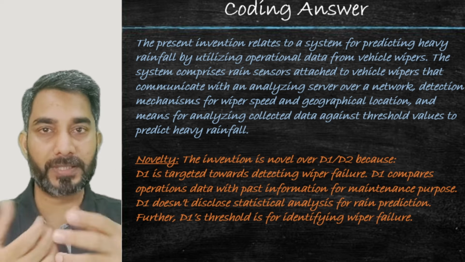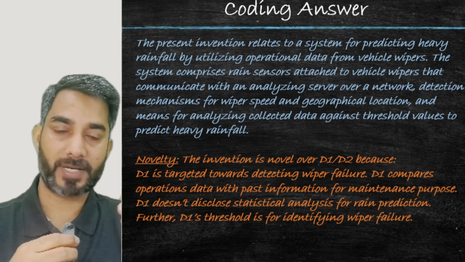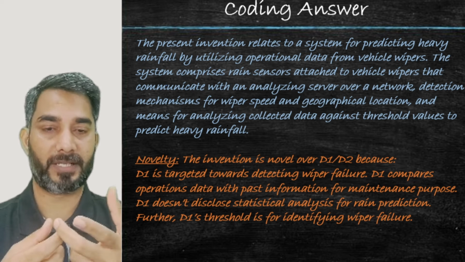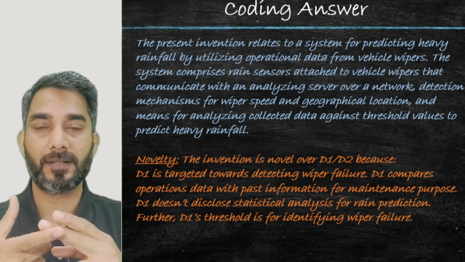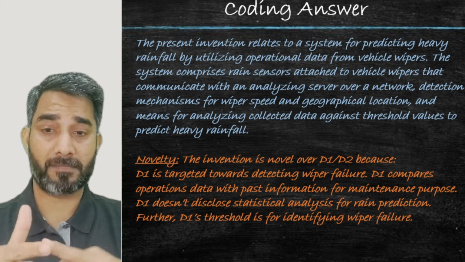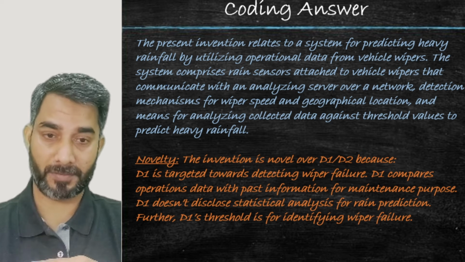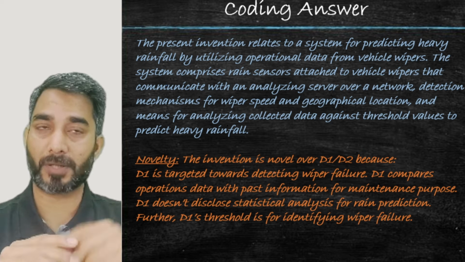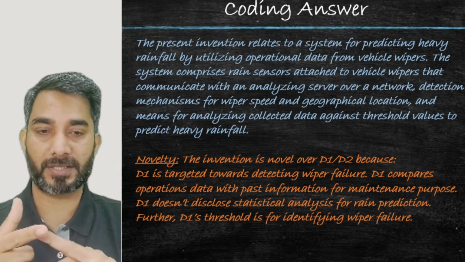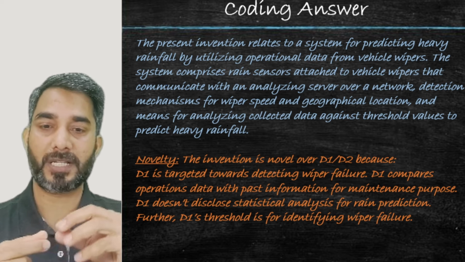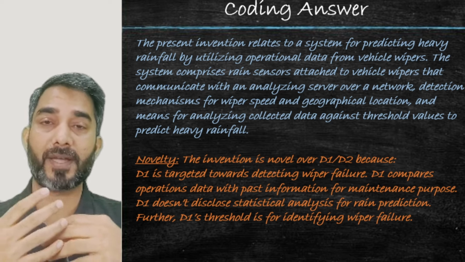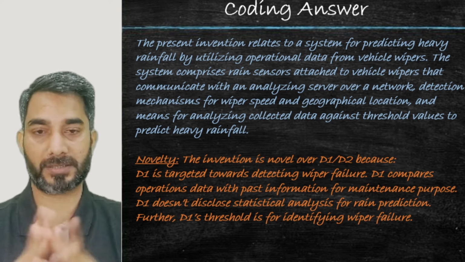Let's talk about novelty. So the invention is novel over D1 and D2 because D1 is targeted towards detecting wiper failure. Our invention was detecting heavy rains, completely different objectives. D1 compares operational data with past information for maintenance purpose, right? Because they were notifying a company. D1 doesn't disclose statistical analysis for rain prediction. Further, D1's threshold is for identifying wiper failure. Our threshold was for identifying at this point heavy rain occurs, right?